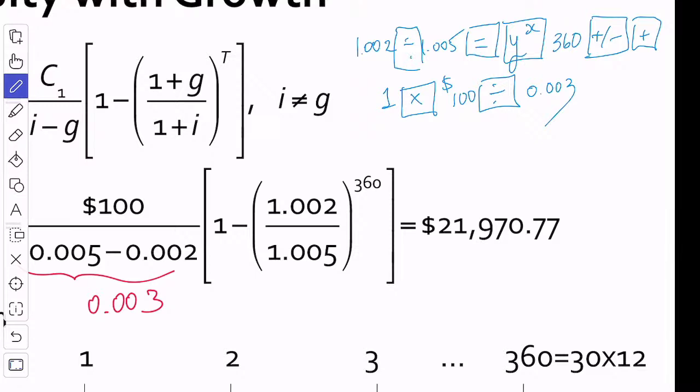1.002 divide 1.005. This is a 1 maybe. 1.005 equals, power 360. Change it to a negative. Add 1. Oh, maybe that's my problem. Let's put an equals. We have to put an equals here. Let's try that. Then multiply by 100, divide by 0.003. Try that.